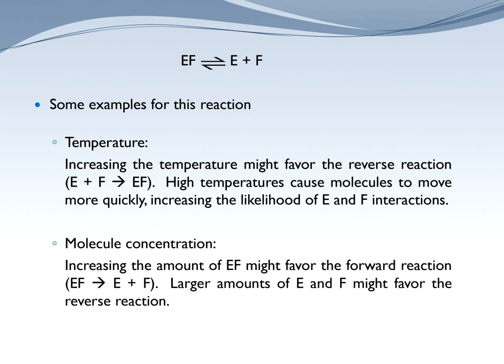High temperatures cause molecules to move more quickly, increasing the likelihood of E and F interactions. Increasing the amount or concentration of EF might favor the forward reaction. Larger amounts of E and F might favor the reverse reaction.